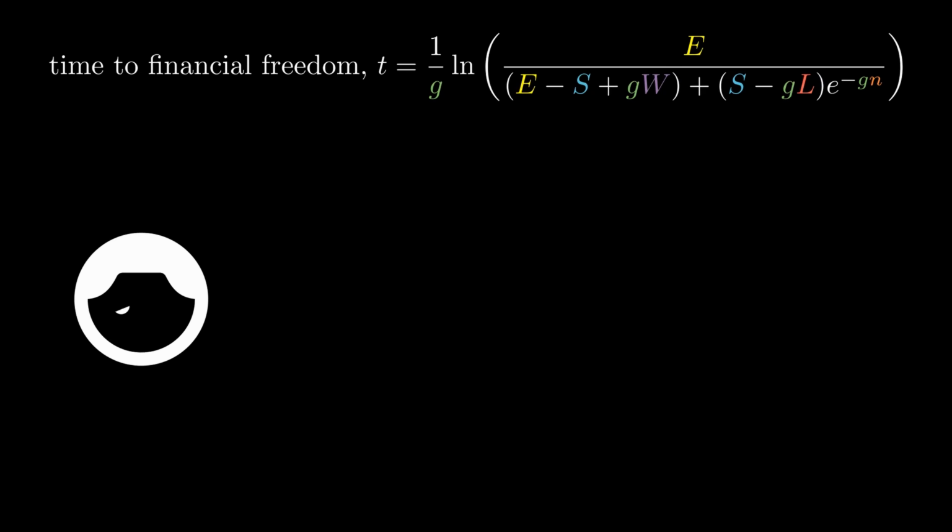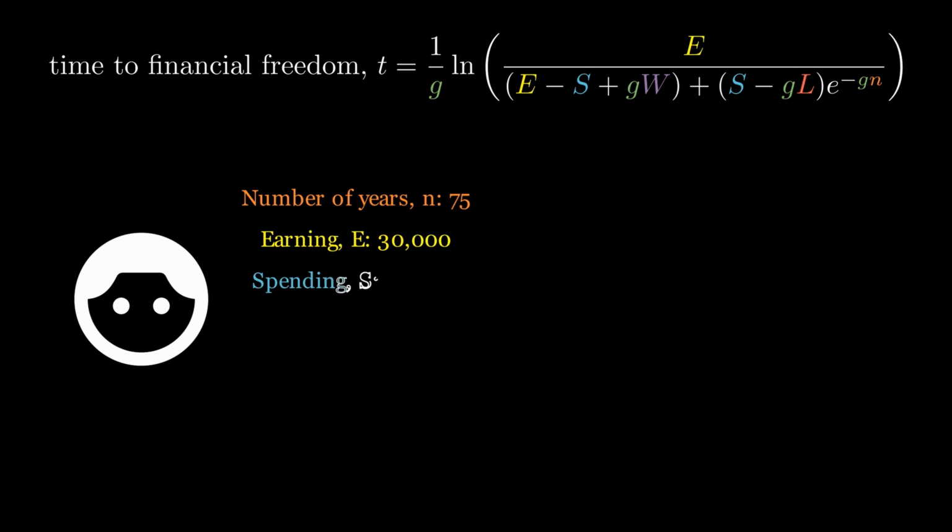Let's meet Charlie. Charlie wants to reach financial freedom, so let's run through what we need from Charlie to calculate how long it will take him. Let's set the length of the model to be 100 years, meaning the model will end when Charlie reaches age 100. Charlie is currently age 25, so the number of years we need to model from here is n equals 100 minus 25, which is 75. Charlie is earning E, 30,000 a year, and spending S, 25,000 a year.